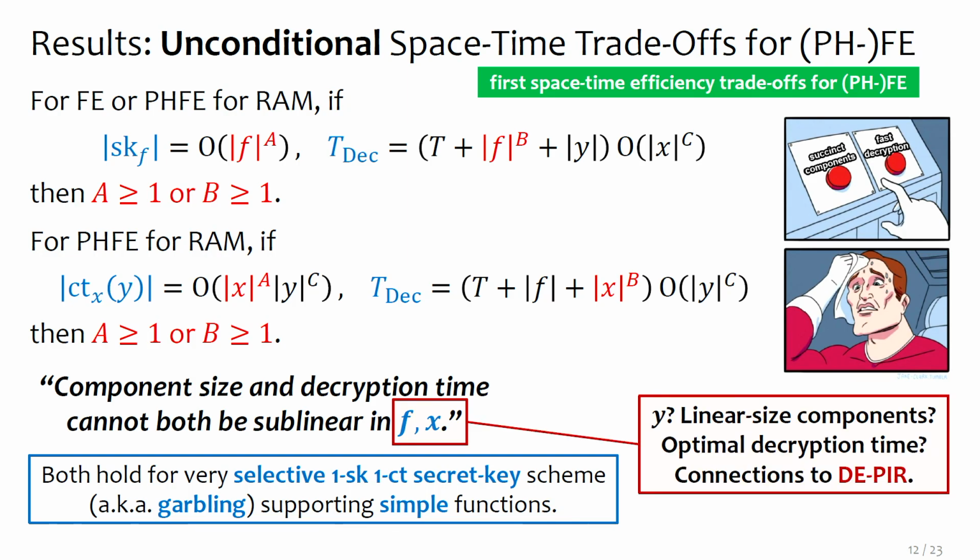Now we have known that for f and x, it's not possible to have both sublinear component sizes and decryption time. We ask, what about y? And what if we choose to have linear size components in exchange for optimal decryption time? It turns out that there's a connection to doubly efficient private information retrieval.